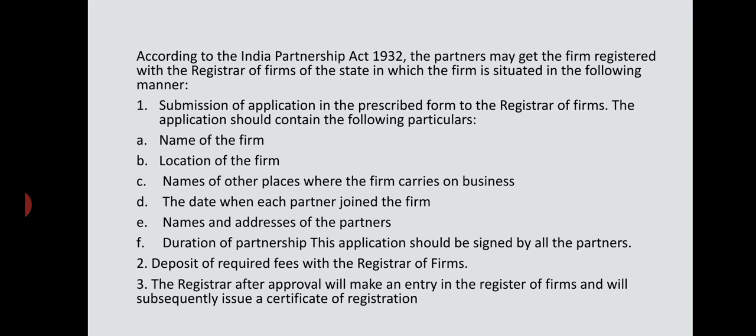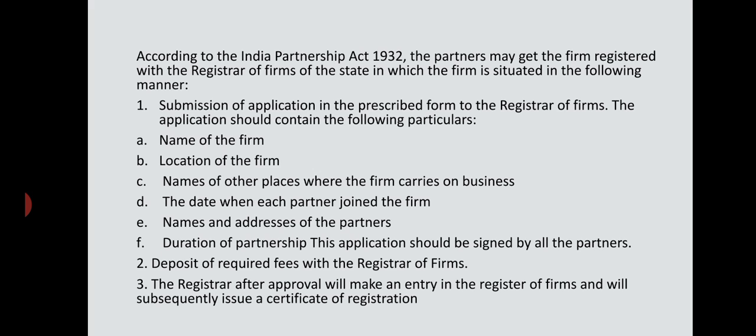Duration of partnership, that is, for how many years they want to run the partnership business, they have to mention the number of years or duration of partnership. The above information should be written in the prescribed form, and the same application should be signed by all the partners.